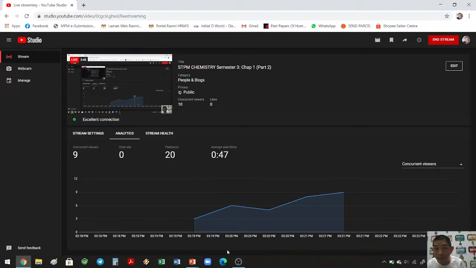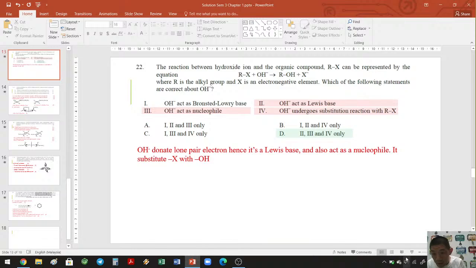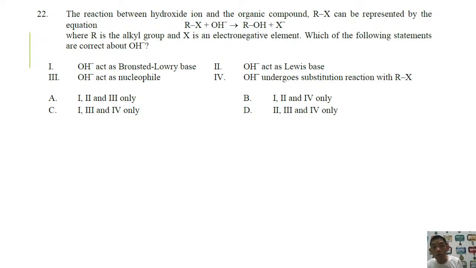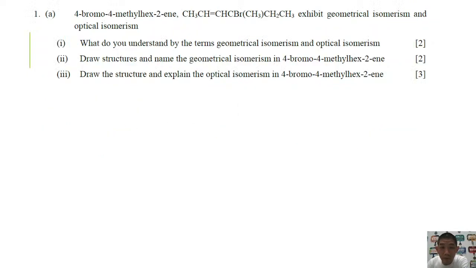So without any hesitation, let's begin our lesson, shall we? So let's do it. Okay, so this is where we stopped yesterday. Yesterday we stopped at the objective question. So today we are going to continue with the essay question. In here I shall teach you the technique of how to answer essay questions for organic chemistry.